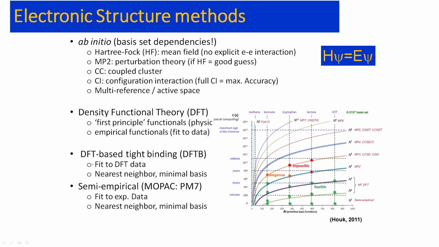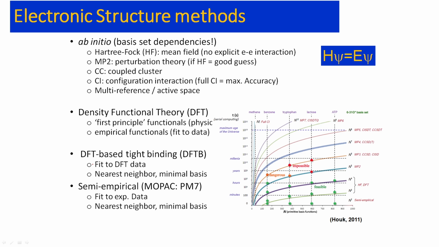Furthermore, we can also do electronic structure calculations using ab initio methods. That is what is called density functional theory, and this is widely used. DFT based tight binding models allow us to find nearest neighbors, minimum basis. We can also use semi empirical models like MOPAC.